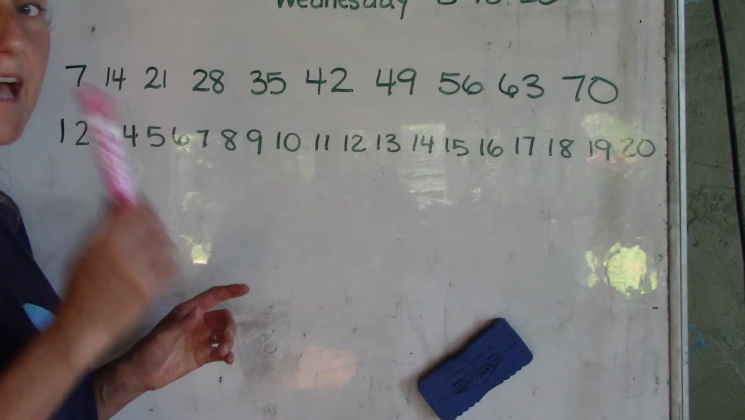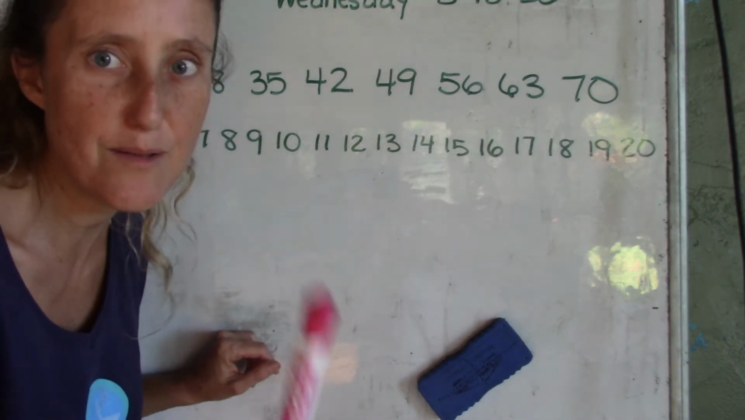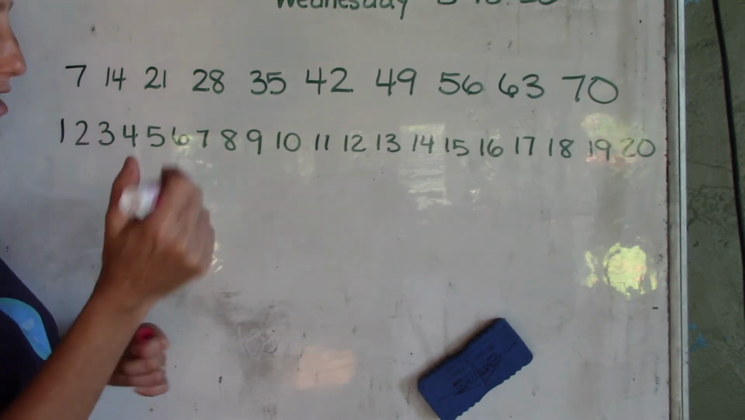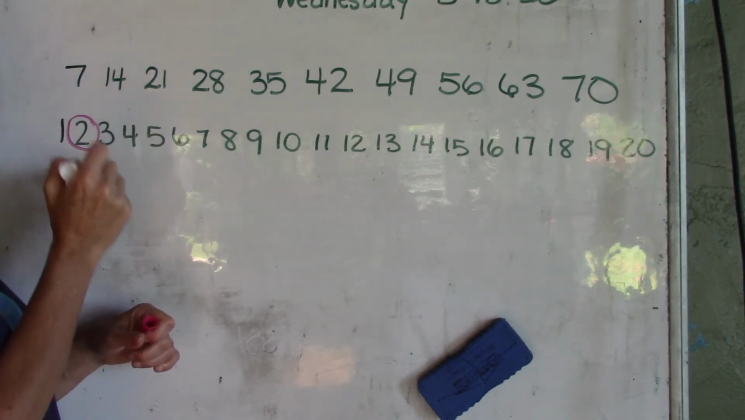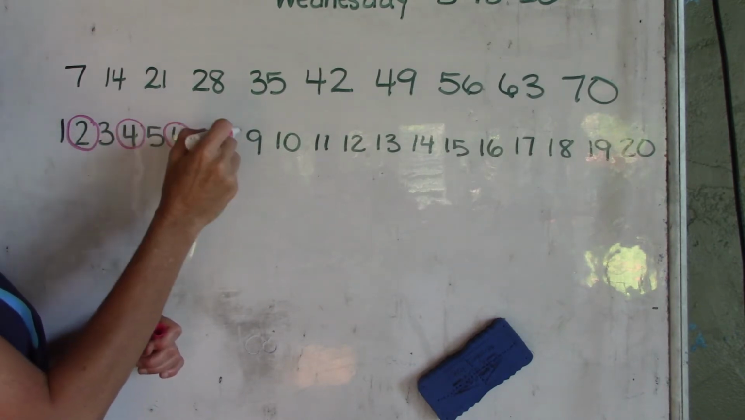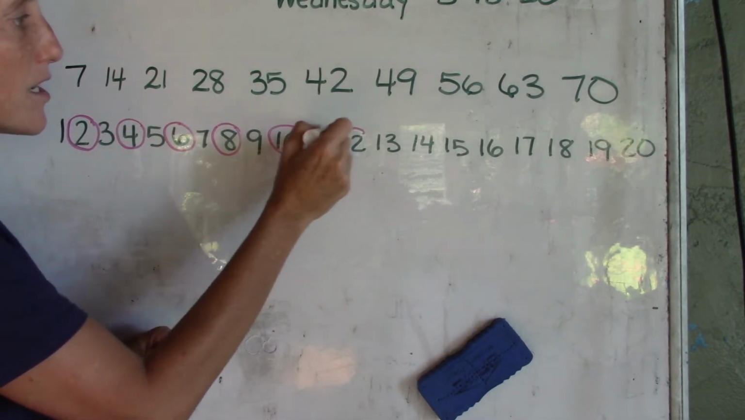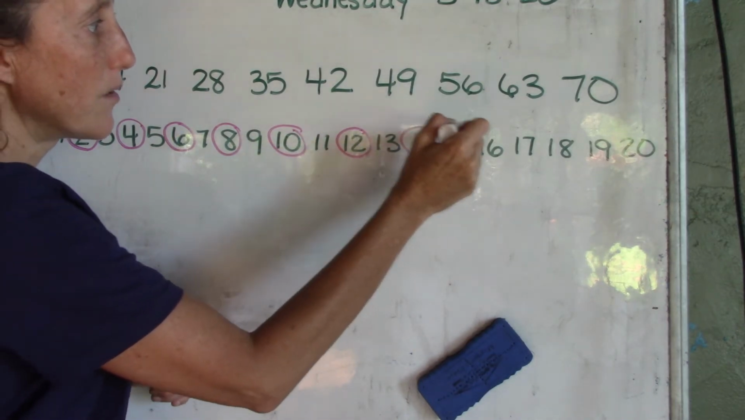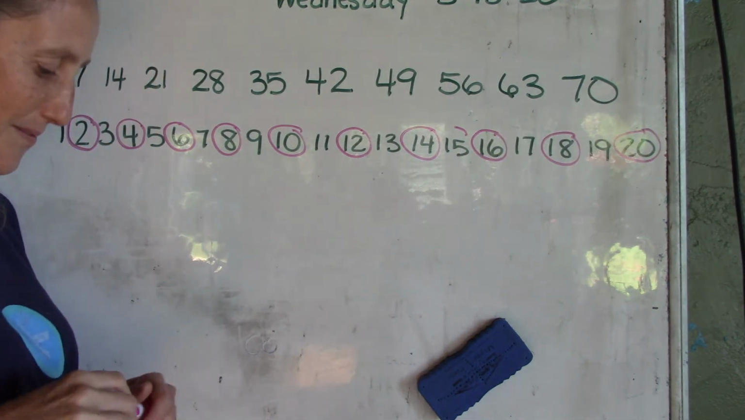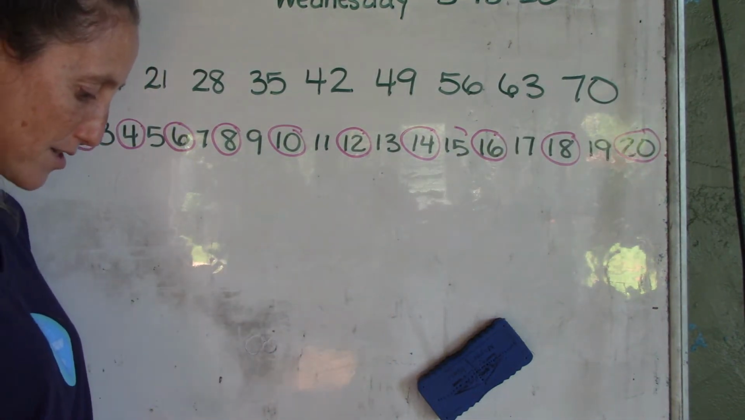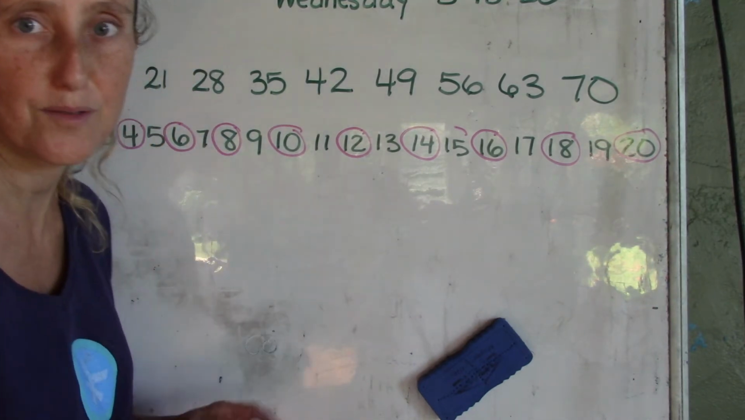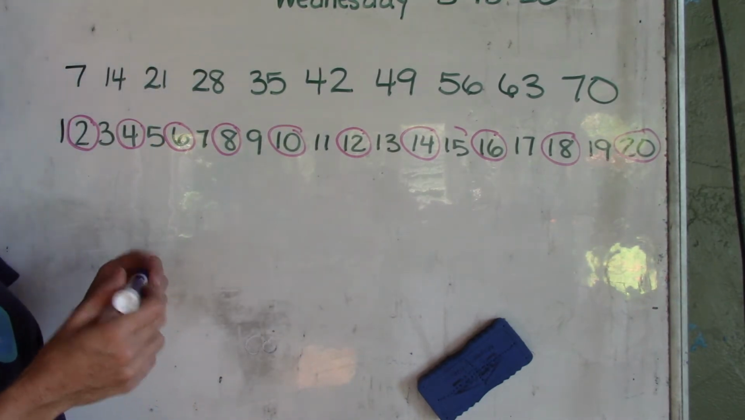All right, I want to circle the even numbers pink. So where do I start? With the 2. 2, and then I skip. Every other one is even. 2, 4, 6, 8, 10, 12, 14, 16, 18, 20. Now I want to circle the odd numbers blue. So which ones would be that?